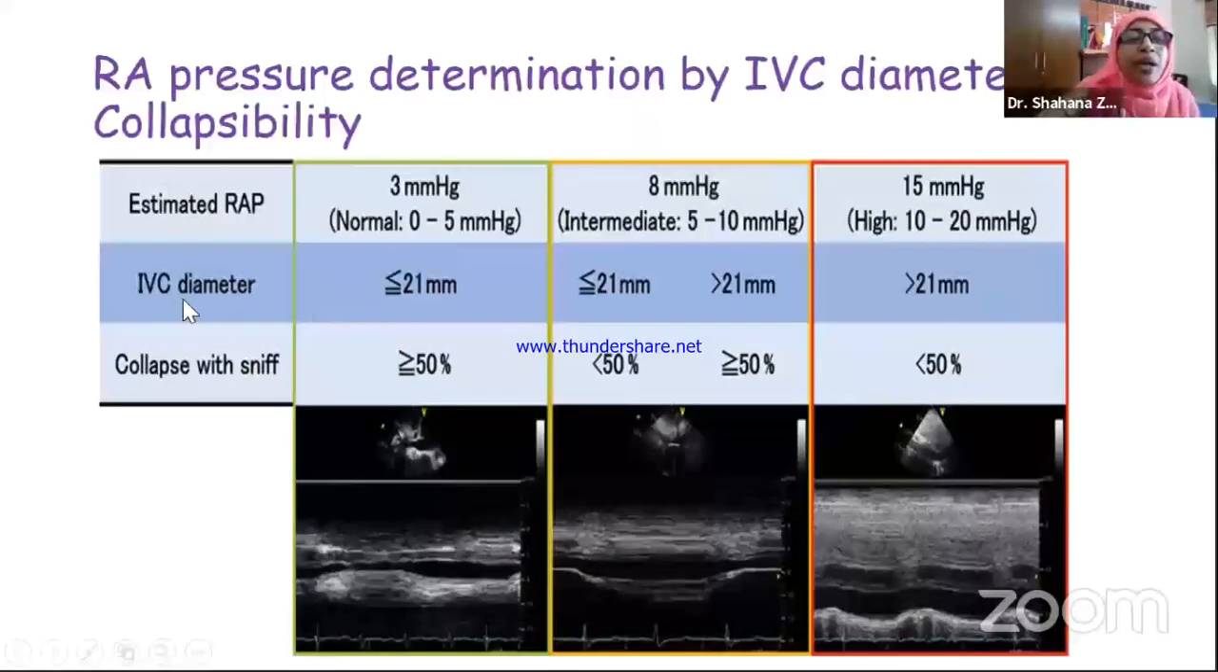Now, when IVC diameter is normal and collapsibility with sniff is more than 50%, then estimated right atrial pressure is normal, which is about 0 to 5. When IVC diameter is enlarged and collapsibility is less than 50% with sniff, then it is 15 millimeter, whose reference value is 10 to 20 millimeter. Our intermediate is in between this.